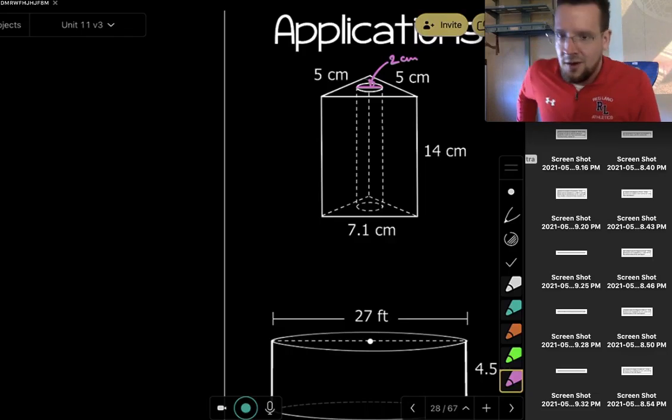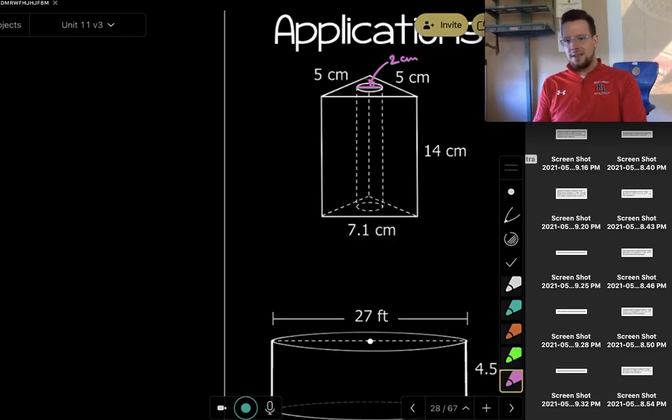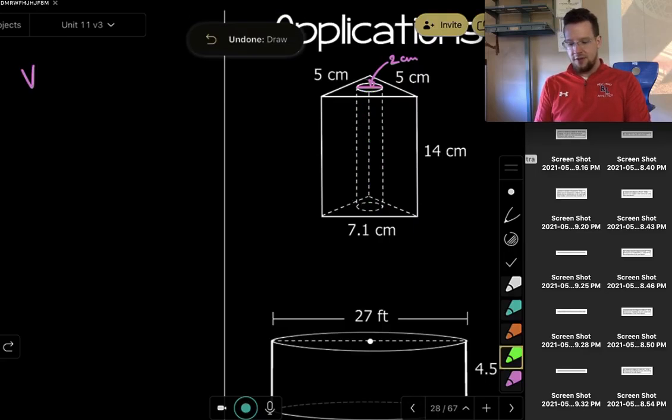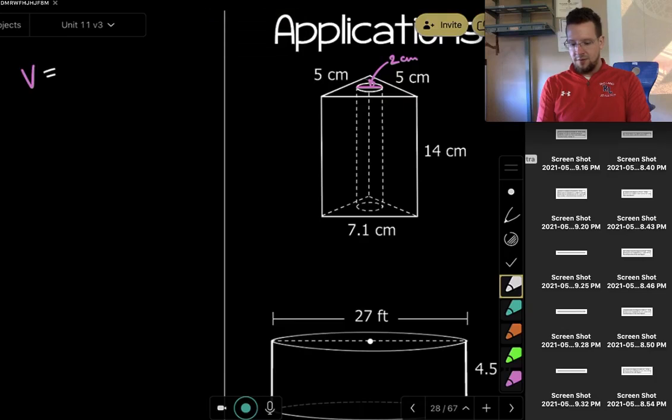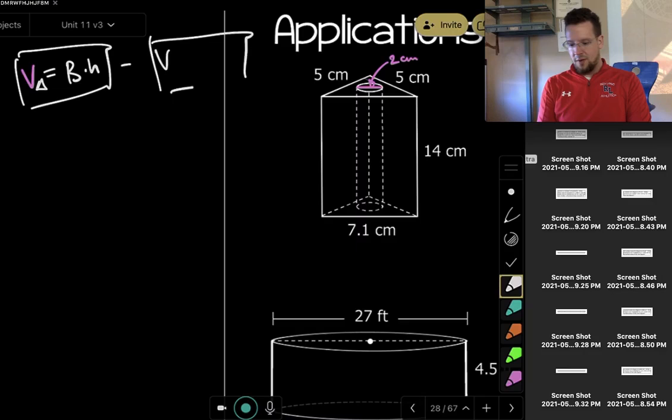So the idea here is that we have this solid and there's this missing piece through the middle. So we have two pieces. We want to find the volume of the leftover. So they went ahead and drilled through the center of this triangular prism. So we need to find the volume of the triangular prism, which is the area of the base times the height. And then we want to subtract that from the volume of the cylinder, which is, again, area of the base times the height.